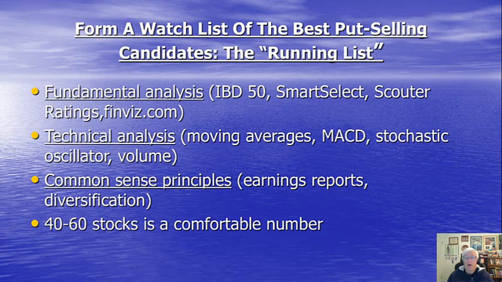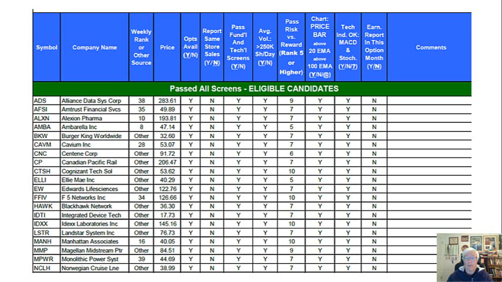That's the second screen. The final screen are common sense principles like avoiding earnings reports, minimum trading volume, and appropriate diversification. When the smoke clears, we should have a watch list of about 40 to 60 stocks that are great performers in all 3 categories and stocks that we would otherwise want to own.